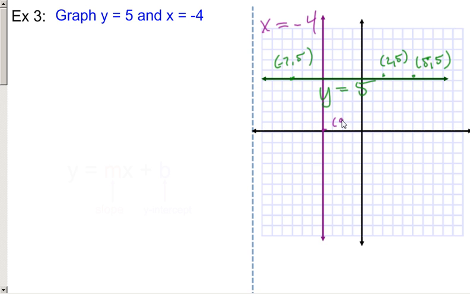because if you look at any point on here, this one's 0, this one's negative 4, 0, and then this one down here is negative 4, and then 1, 2, 3, negative 3. And even this point right here will be negative 4 over, and then 1, 2, 3, 4, 5, 6, 7, 8. So therefore we've graphed x equals negative 4 and y equals 5. Y's are horizontal lines and x's are vertical lines.